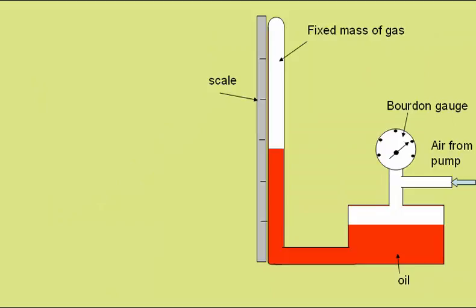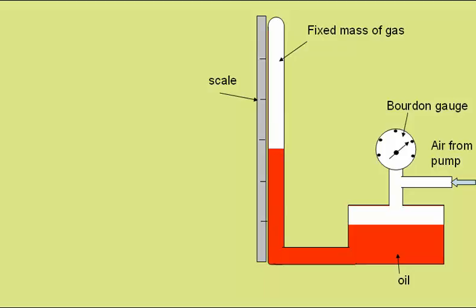We can use apparatus like this to investigate the relationship between volume and pressure of a fixed mass of gas at a constant temperature. Here, air from a pump fills the top of this vessel, pushing oil along here and compressing a fixed mass of gas in this tube. We can measure the volume of the gas using this scale, and the pressure from this pressure gauge will be the same as the pressure here.